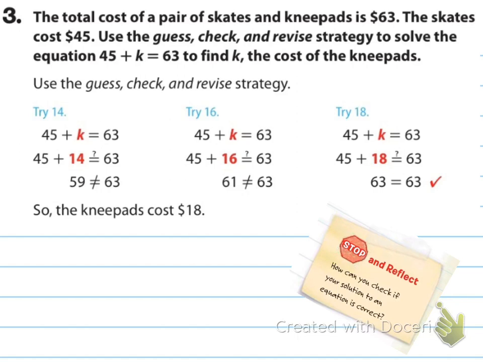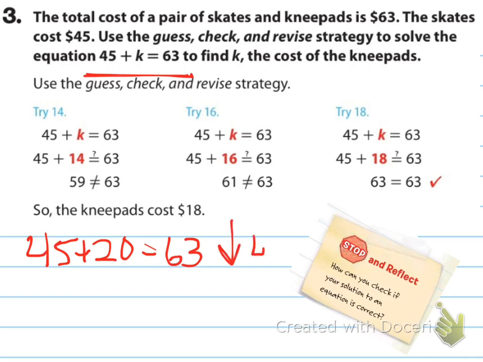So if they don't give you numbers to try, I would look at this and say, okay, well, 20. If I did 45 plus 20, that's going to be 65. So I went too high. So I know that I need to come down.